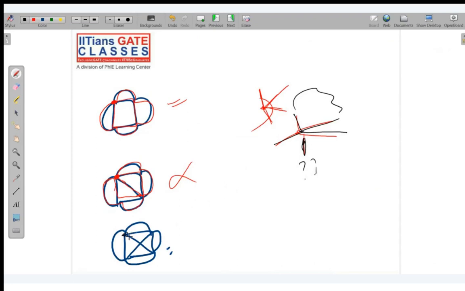So what about this? Now you will simply say 1 2 3 4 5, 5 gone. No, it is not Euler. Take snapshot. I will jump to the next slide.